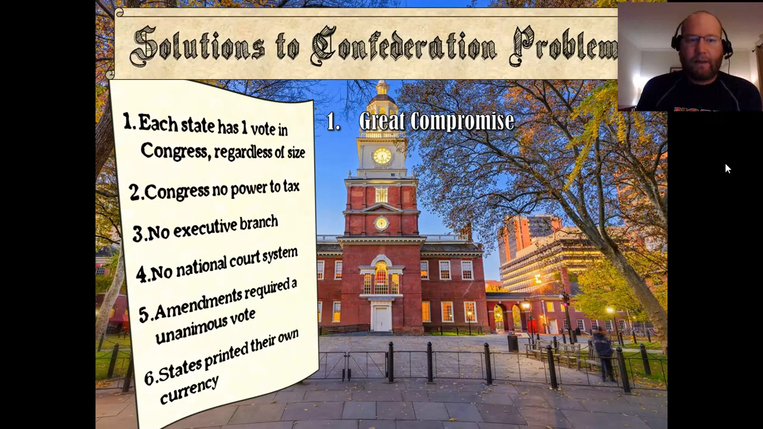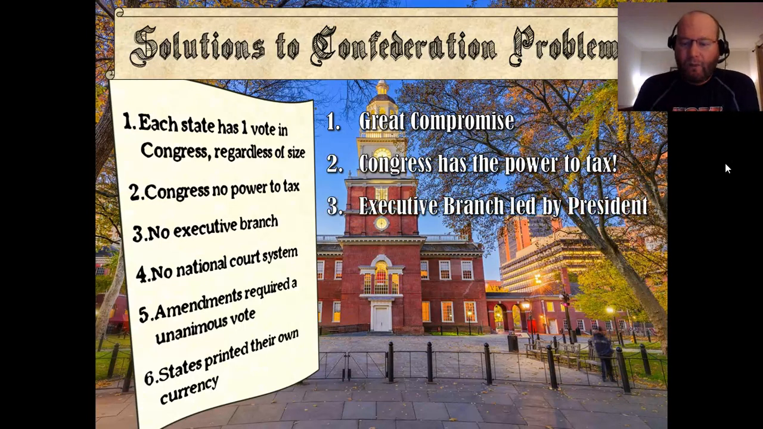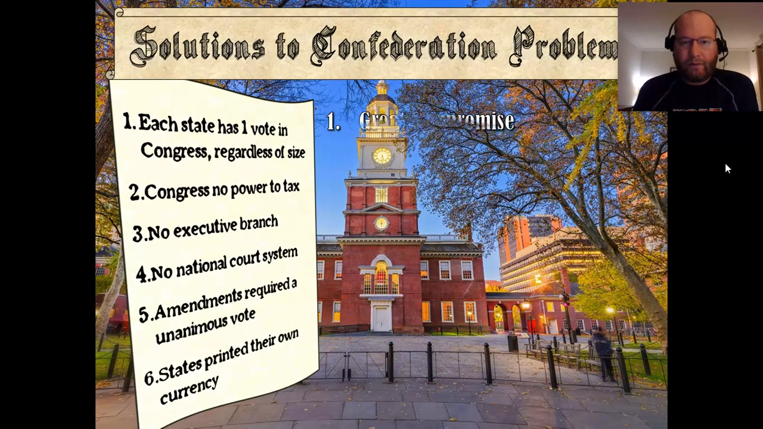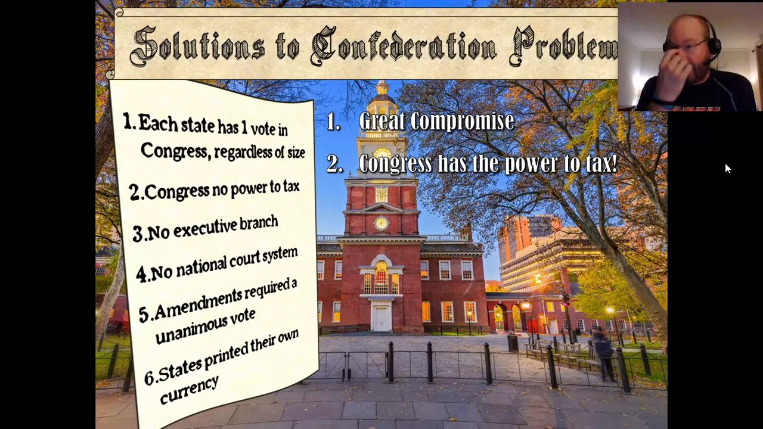Second, Congress, remember, under the Articles of Confederation, had no power to tax, so they couldn't make any money. Now Congress has the power to tax. It gave the legislative branch that power in the Constitution.